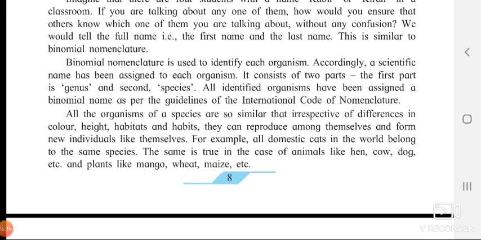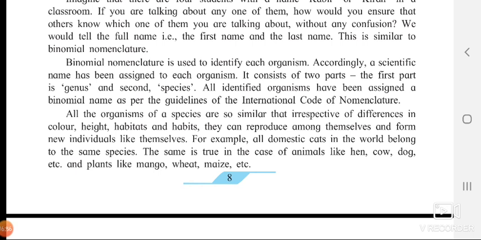Now, Tulsi, which we say in Marathi, or in English, its name is holy basil. This is the binomial nomenclature which was done. Turmeric also: you are not supposed to say turmeric when you are going to use the binomial nomenclature. There is another name for turmeric. All the organisms of a species are so similar that, irrespective of differences in color, height, habits, they can reproduce among themselves and form new individuals like themselves. So though their names are different, there are a few similarities among them.